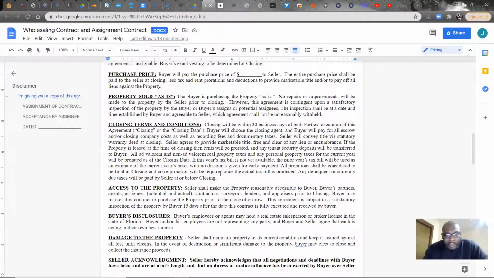All right, at closing. And if it doesn't go to closing, nobody pays that. You only pay the closing attorney or the title company if it goes to closing. Seller will convey title via statutory warranty deed at closing. Seller agrees to provide marketable title free and clear of any lien or encumbrance. This just means that the seller will make sure that the property can actually be transferred. That's why you do a title search.